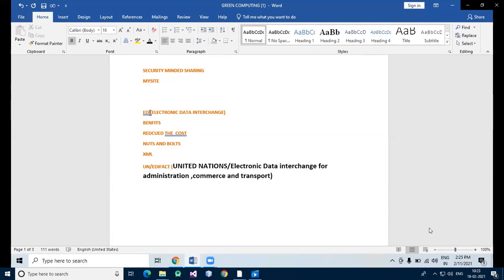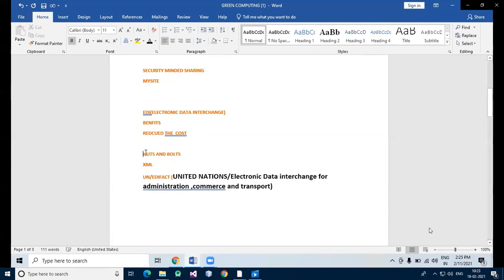So nuts and bolts means XML and web are used by EDI to function. It comes under these points. So here you can say that XML and the World Wide Web are used by EDI, that is electronic data interchange, to function. EDI format is majorly used for e-commerce transactions.